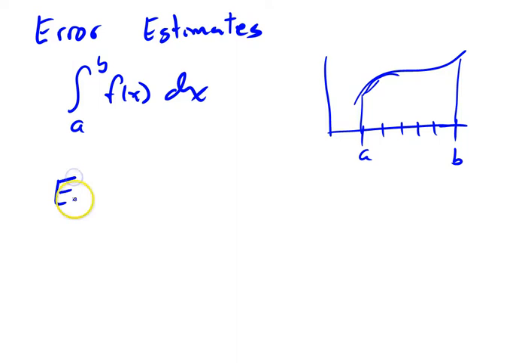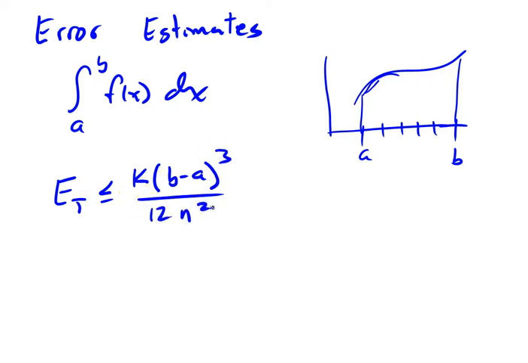For the trapezoid rule, I'm going to call it E sub t, the error in our estimate is going to be less than or equal to K times (b minus a) cubed over 12n squared. Now this formula comes from a little bit more advanced calculus than what we've done so far. At this stage, we're just going to give you that formula. If you take a sequences and series class or an advanced calculus class, you could quite possibly see where this comes from. It's not too difficult to do, but it's beyond what we want to do right now.